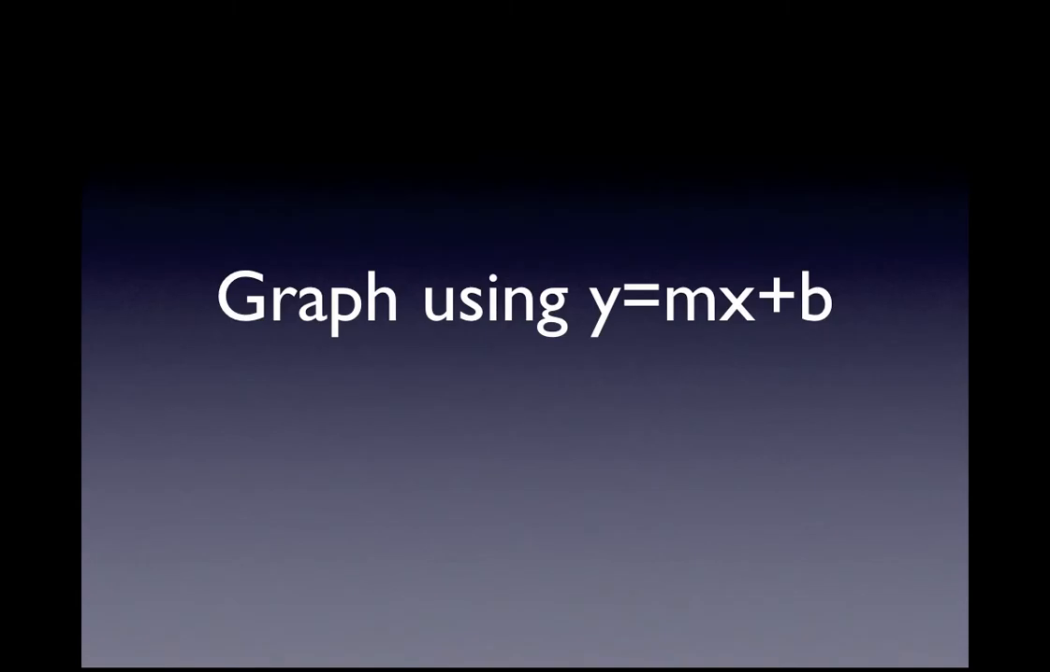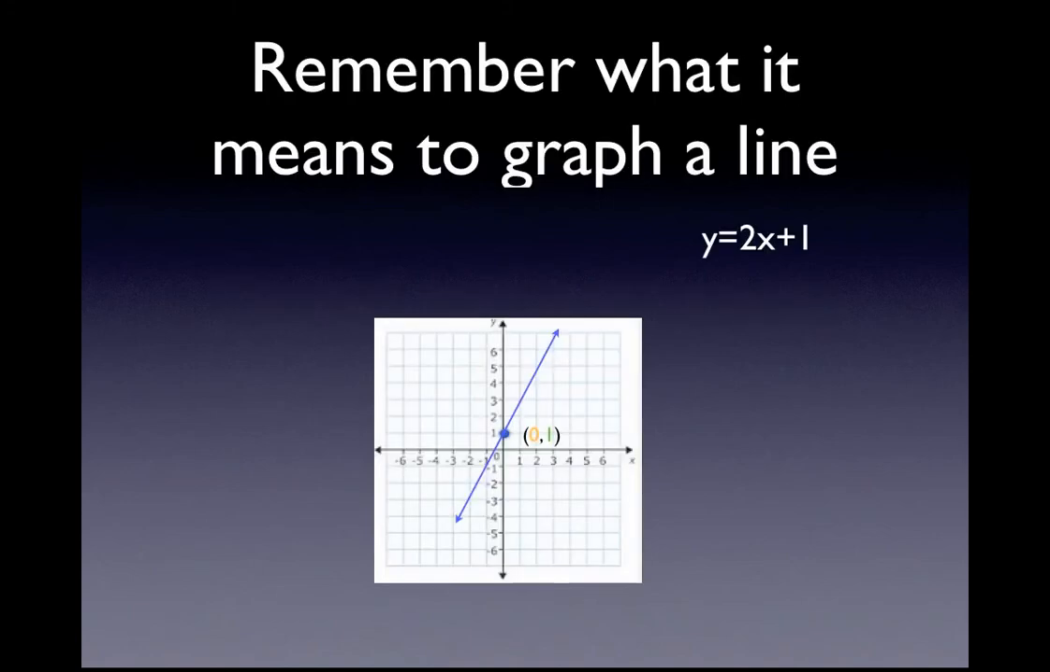This lesson reviews how to graph the equation of a line if it's already in slope-intercept, or y equals mx plus b, form. First, let's remember what it actually means to graph a line. The equation y equals 2x plus 1 and the blue line on this graph go together. What's the connection between the equation and the line?